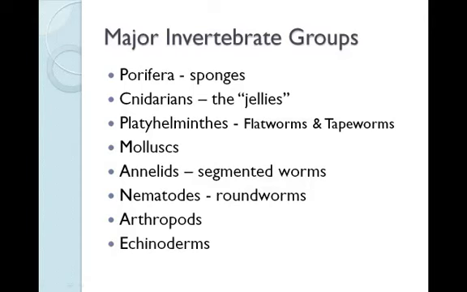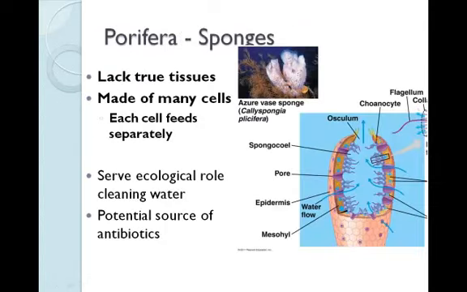In this episode, we'll explore 8 of the representative groups of invertebrates. These are the sponges, the cnidarians or the jellies, the flatworms and tapeworms, the molluscs, the annelids or segmented worms, the arthropods, and the echinoderms. For each of the groups, we'll look at their distinguishing characteristics and a few notable examples.